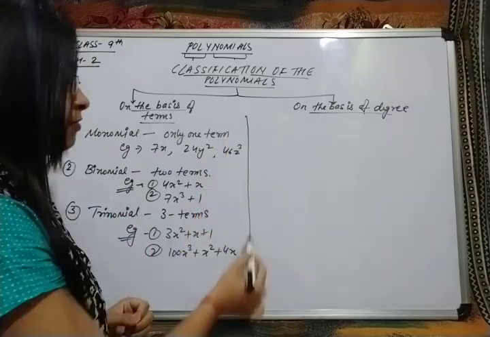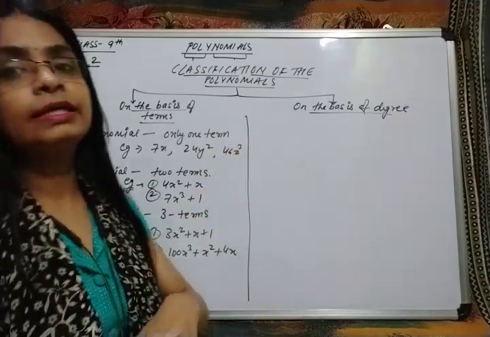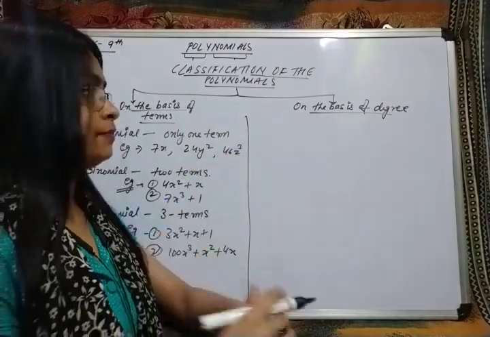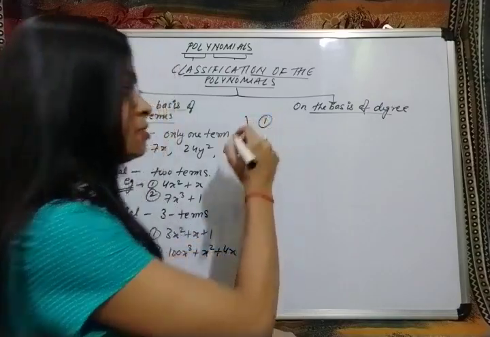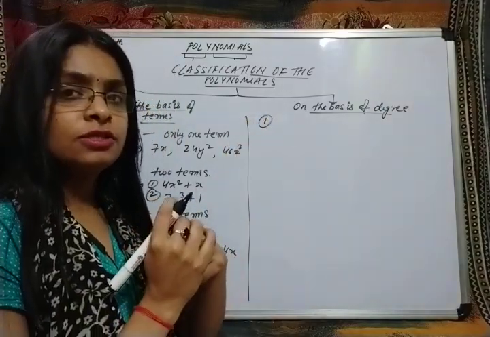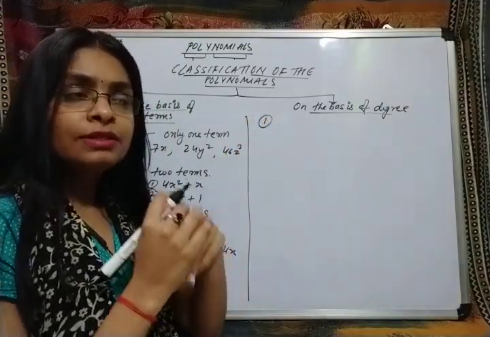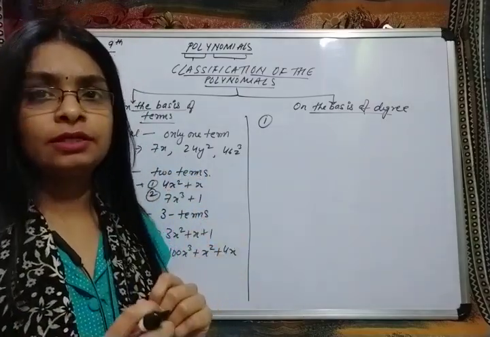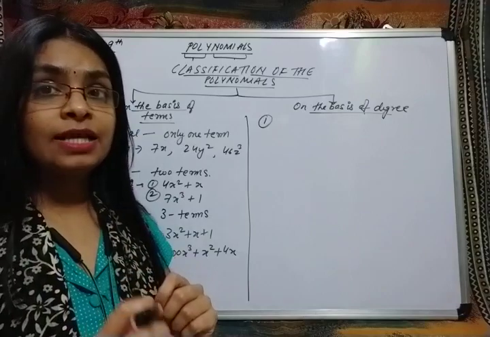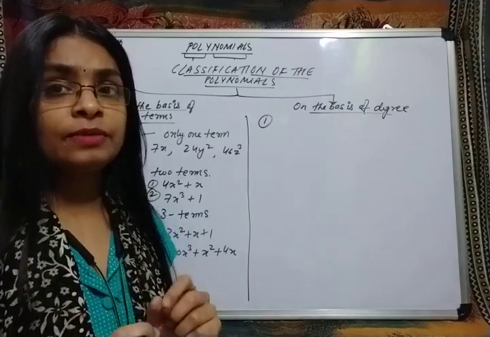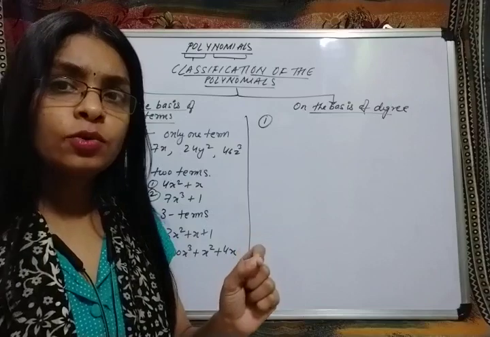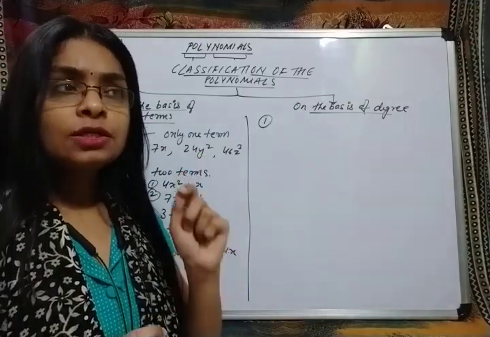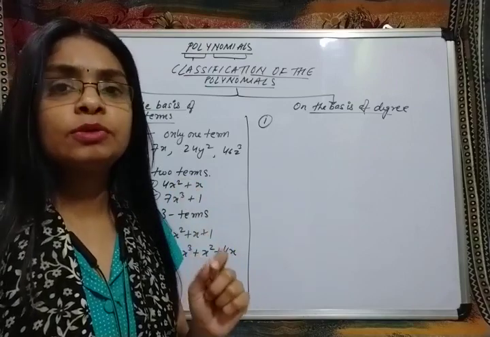Now we'll classify on the basis of degree. What will be the smallest degree of any polynomial? Because we are using the power of the variable as a whole number, what is the smallest whole number? 0. So the smallest degree of any polynomial will be 0.